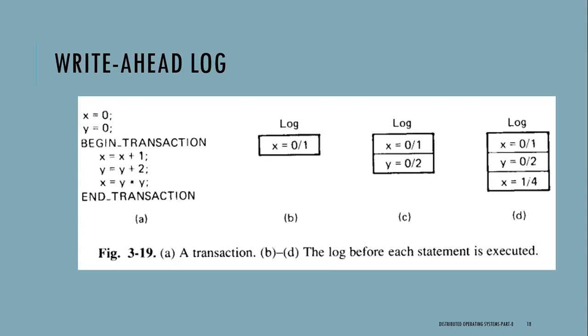If the transaction succeeds and is committed, a commit record is written to the log, but the data structures do not have to be changed as they have already been updated. If the transaction aborts, the log can be used to back up to the original state. Starting at the end and going backward, each log record is read and the change described in it undone. This action is called rollback.